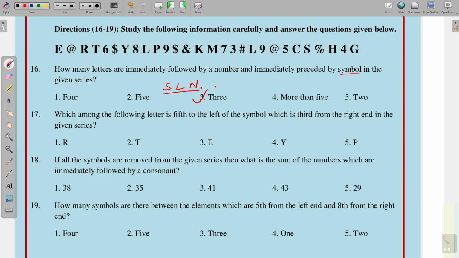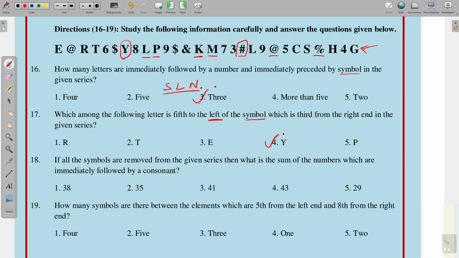Next, which among the following letters is fifth to the left of the symbol which is third from the right? So we need to find the symbol from the right: 1, 2 and 3. So it is the third from the right, and from this symbol, fifth to the left. So we need to find the letter that is fifth from the left of the symbol: 1, 2, 3, 4 and 5. Y is the answer.